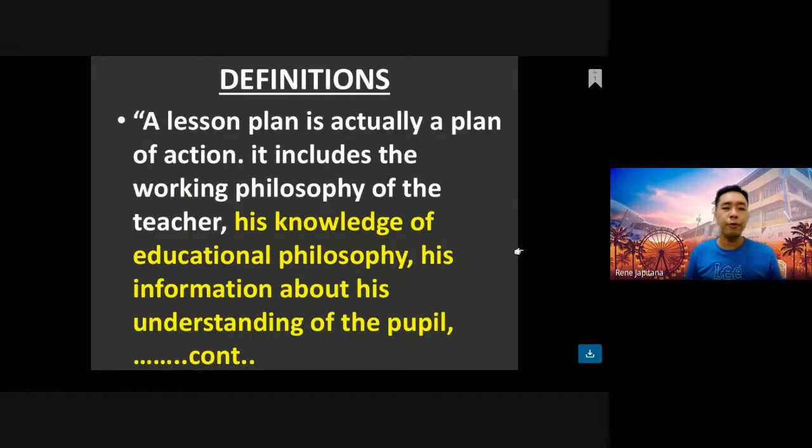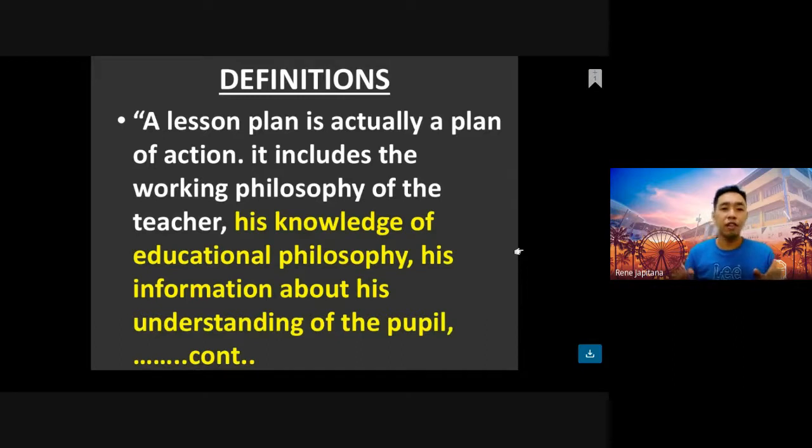So there are different definitions of a lesson plan. Here is the first one. The lesson plan is actually a plan of action. A simple definition: it's a plan of action, how your action is being planned in the classroom. It includes the working philosophy.